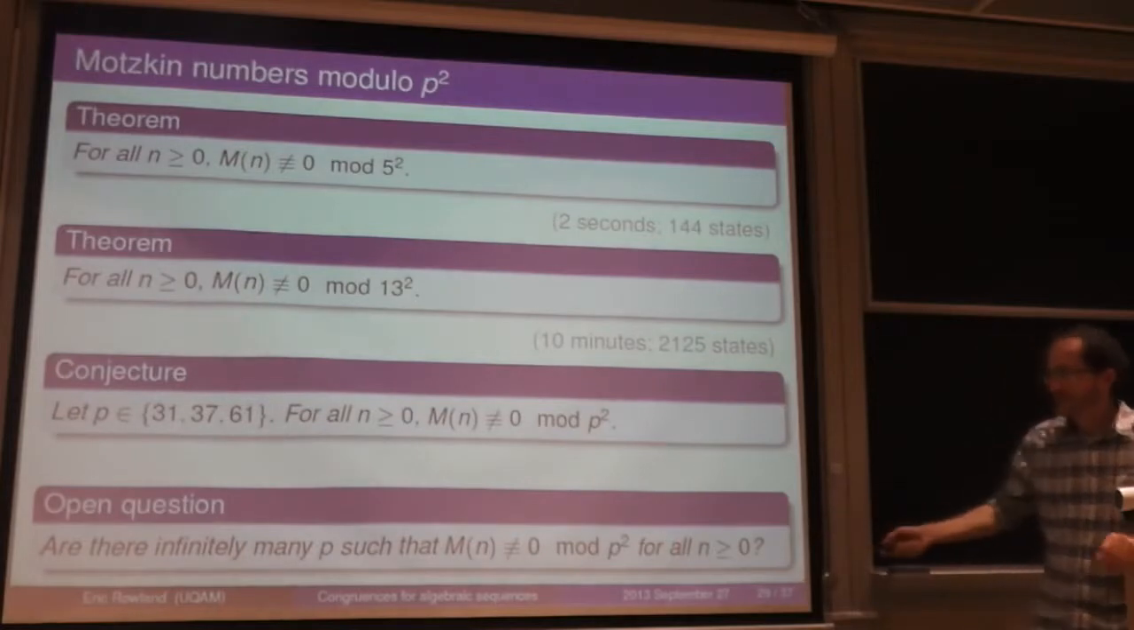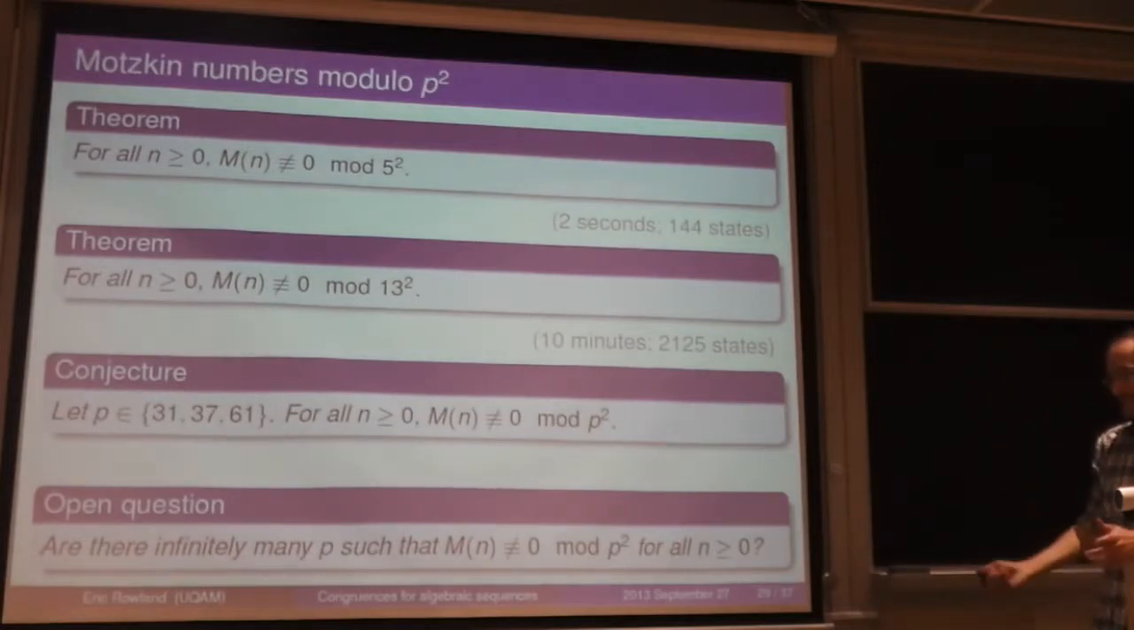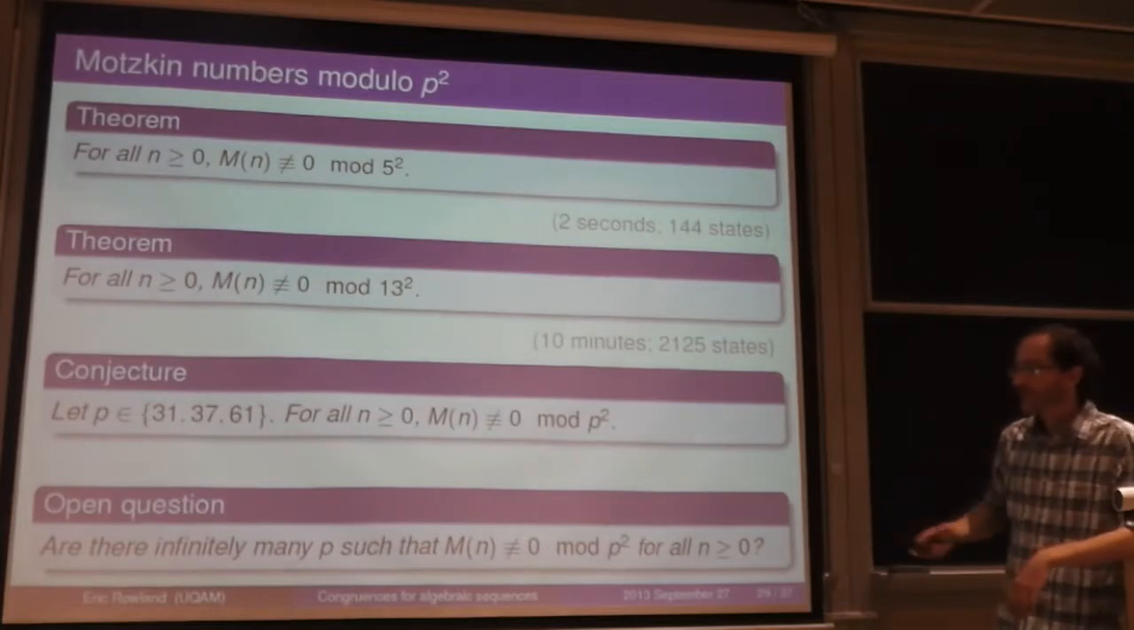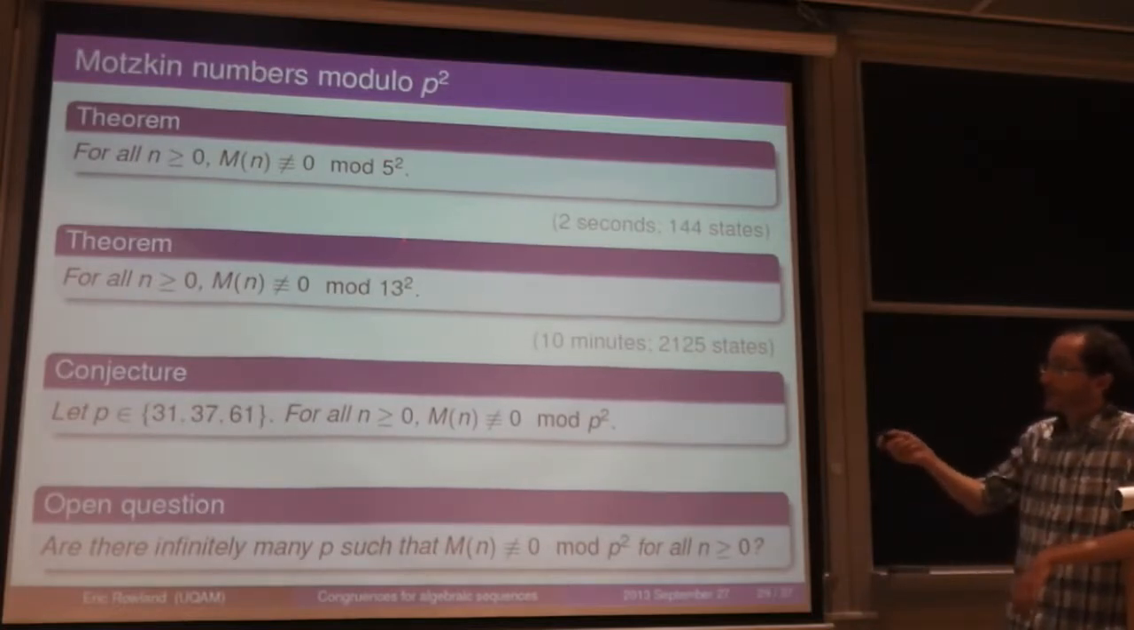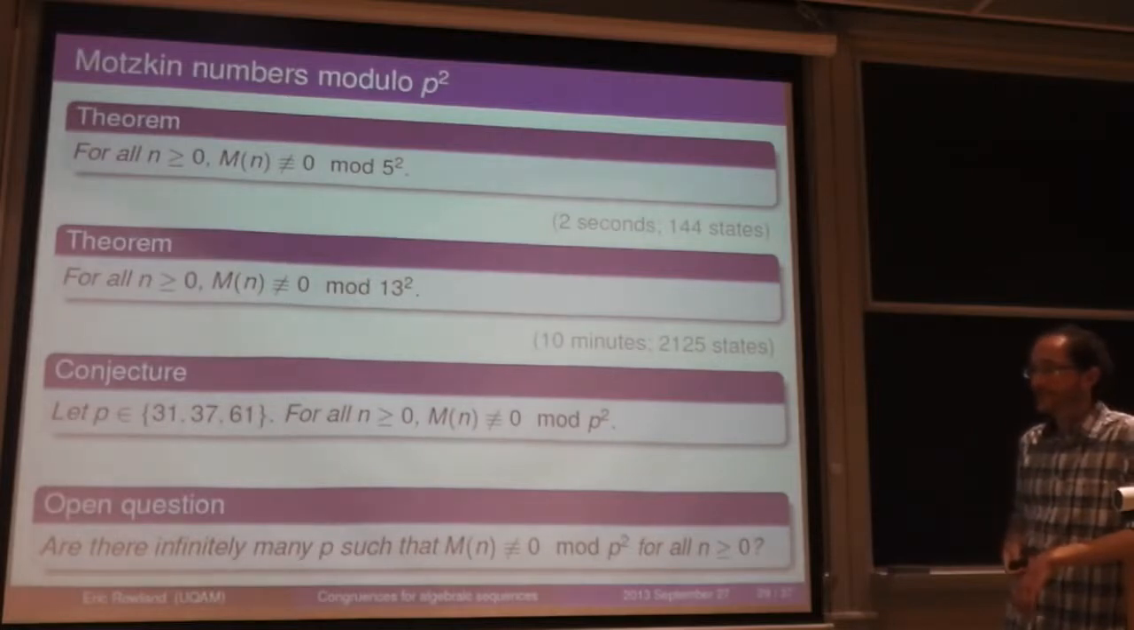So here's another question. Are there infinitely many primes where p squared divides no Catalan number? So 5, 13 are such primes, and these are conjecturally such primes. So I don't know if the sequence is infinite or not. So how many terms do you have so far? For this open question? Two. 5 and 13 are the only primes that I know. So not enough for Sloane yet.